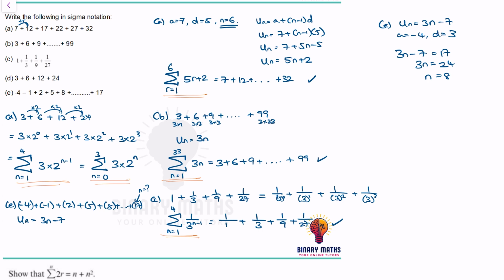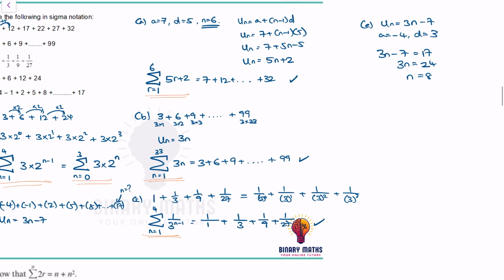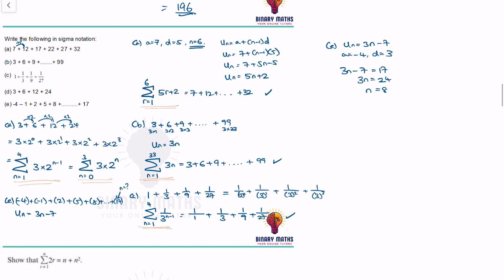So that means my summation will be 3n take away 7 for n going from 1 all the way up to 8. So let's see if we get the same series when we do that. So 3 times 1 take away 7 gives me minus 4, plus 3 times 2 take away 7 gives me minus 1, all the way up to 3 times 8 take away 7, which is 24 take away 7, which is equal to 17. So that's going to be the right thing. So that is the correct answer.